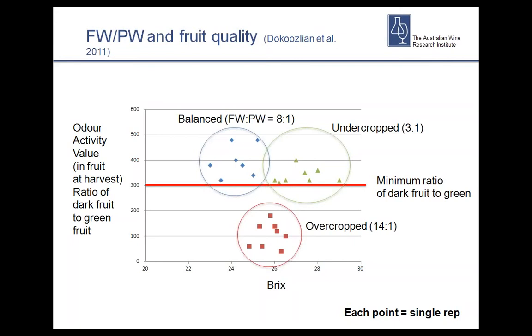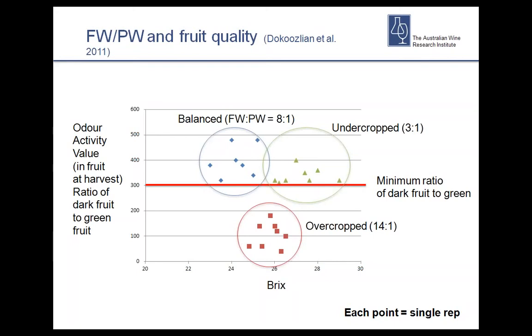Now, as you can see, the balanced vines on here, which had a fruit weight to pruning weight ratio on average of 8 to 1, all achieved greater than that minimum ratio of dark fruit to green. And furthermore, they achieved this ratio at an average of about 24 brix. The lowest was about 23 brix and the highest was about 25 brix.